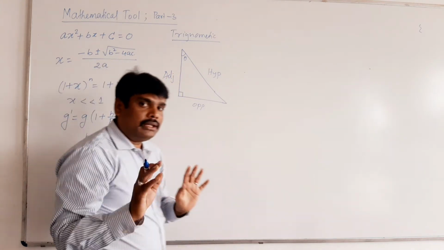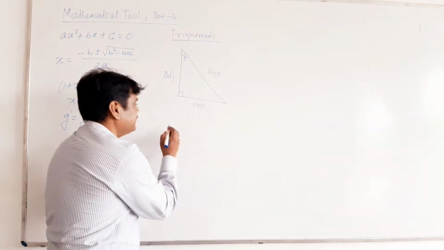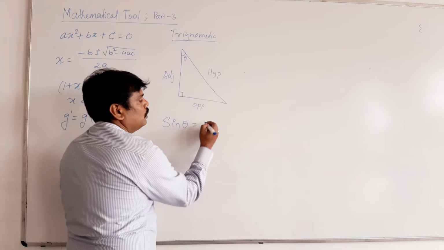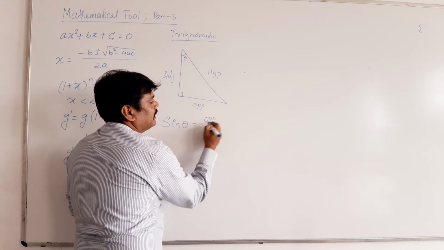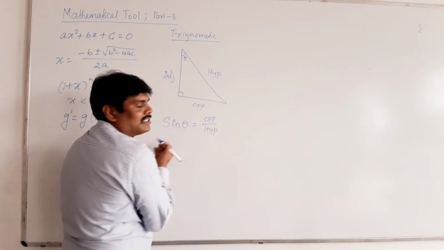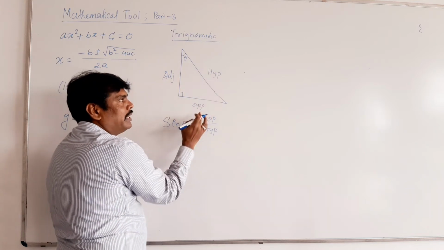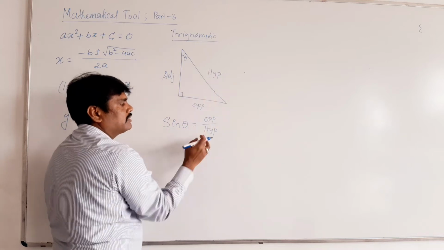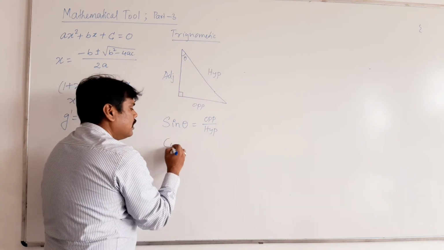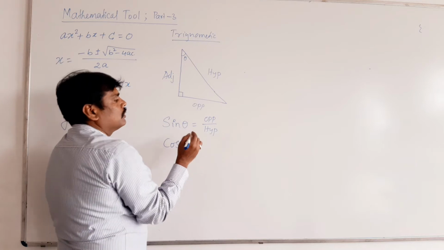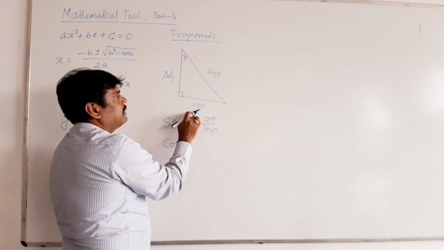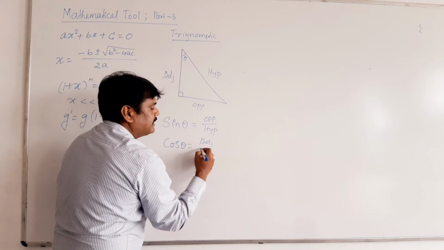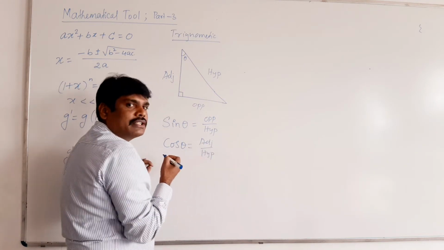So there are three trigonometric ratios. The first definition is sin theta. Sin theta is equal to the opposite side divided by the hypotenuse. If this is theta, this is the opposite side and this is the hypotenuse, that ratio is sin theta. Cos theta: if this is theta, it is the adjacent side divided by the hypotenuse.